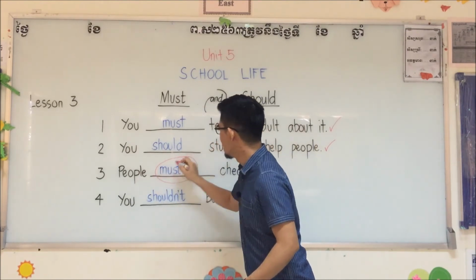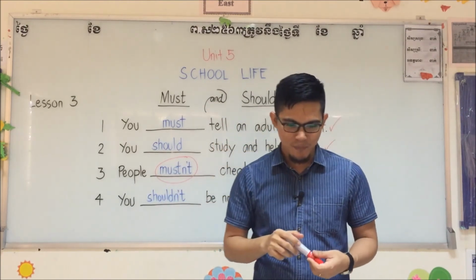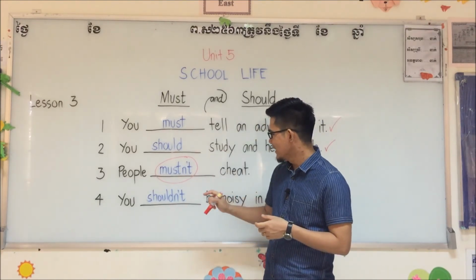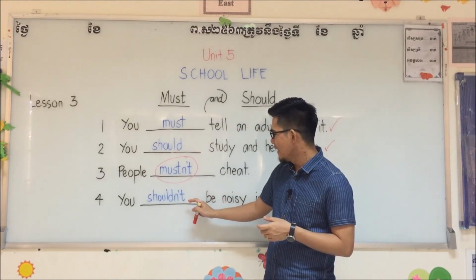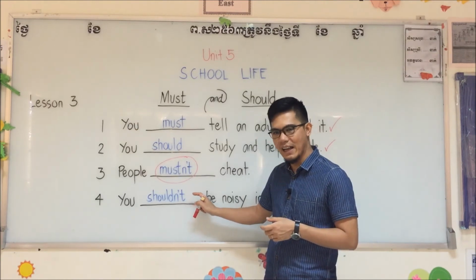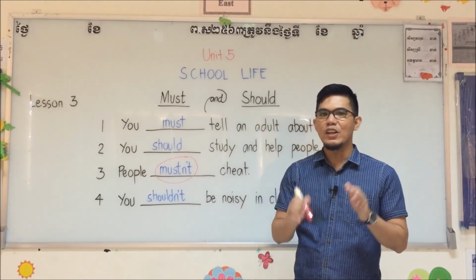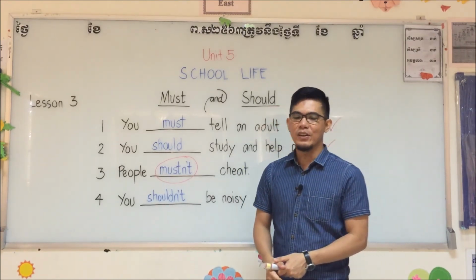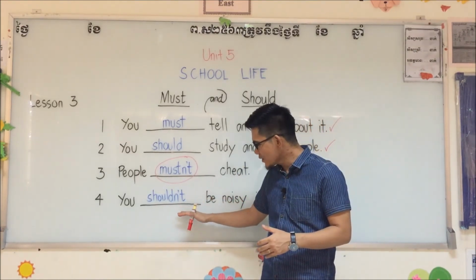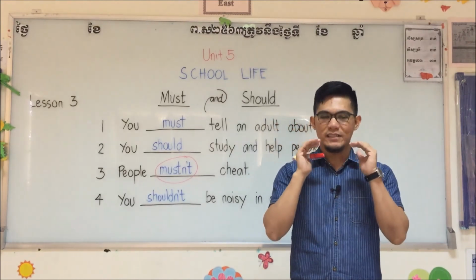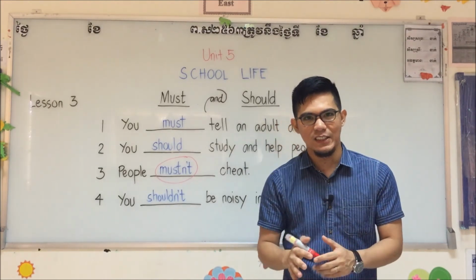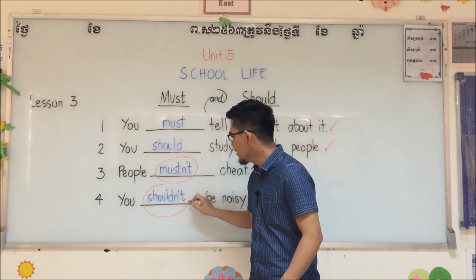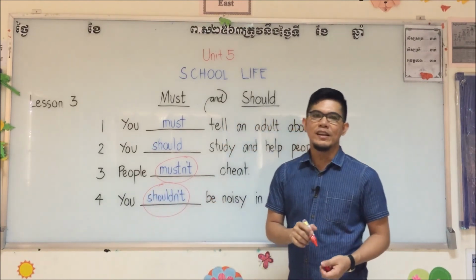Mustn't. What about when you're giving advice that you should not do something? You're giving a recommendation that you shouldn't do it. Your answer must be shouldn't.